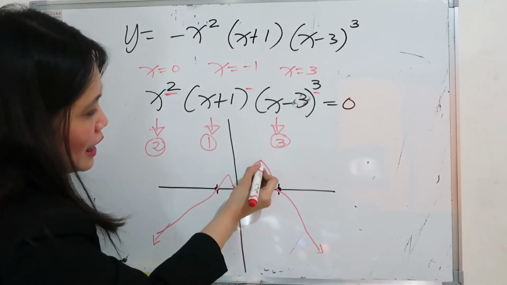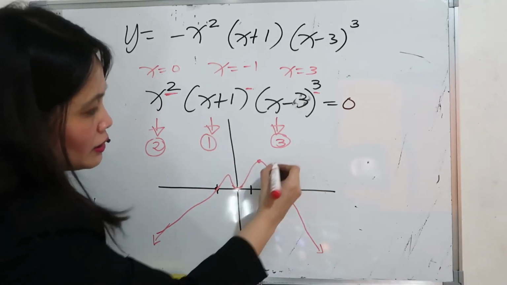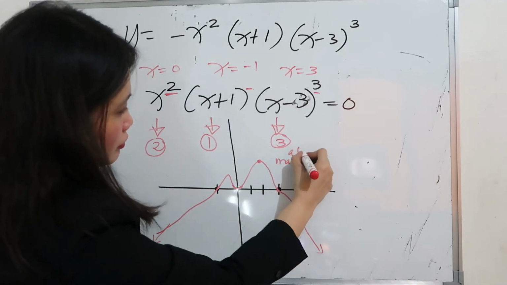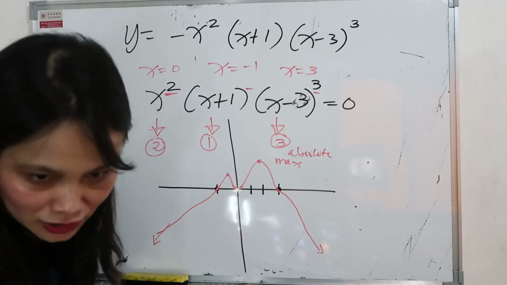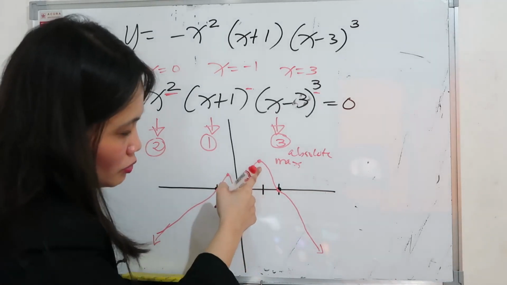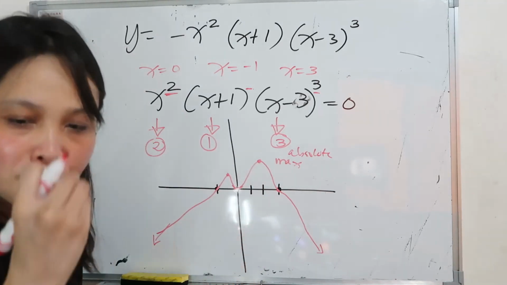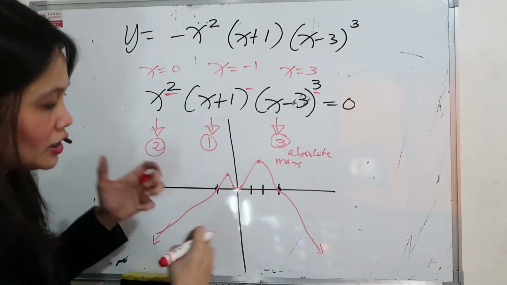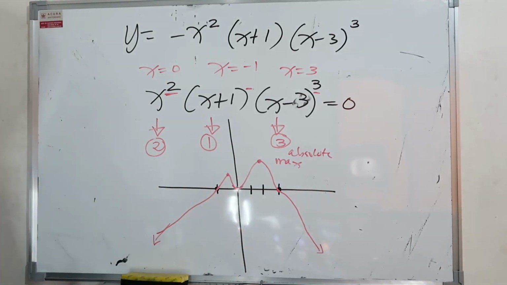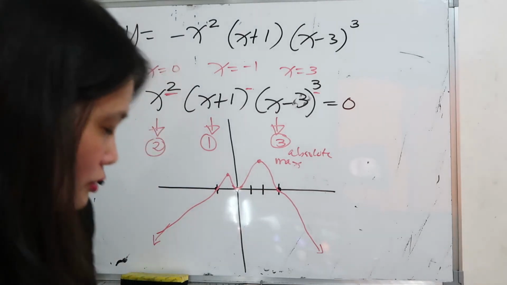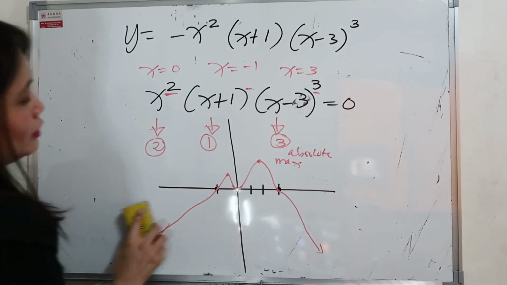So you do have an absolute maximum, and this is your relative maximum. Again, when we say absolute maximum, you're referring to the highest value of y. So that's the graph of a polynomial function.